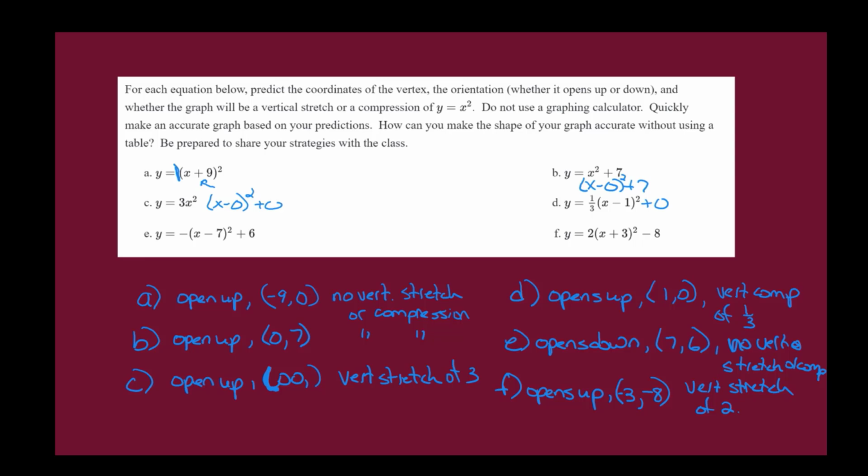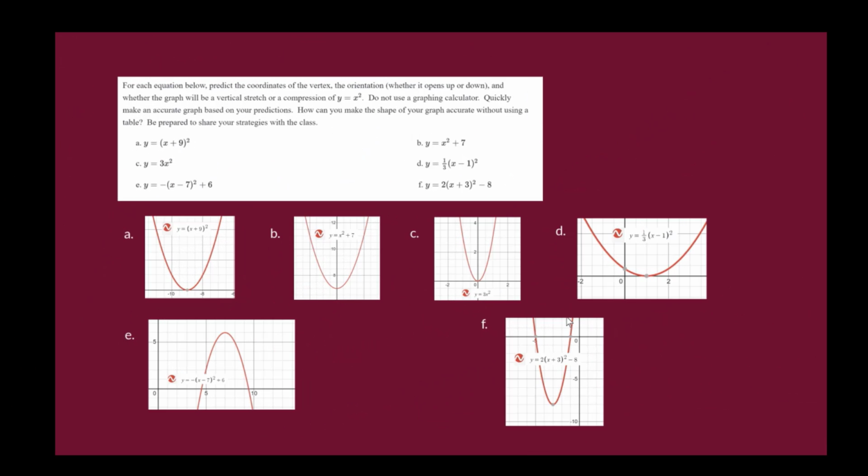Now we're going to go to the next slide just to verify all of our predictions and see if we were correct when I graphed them in Desmos. This slide is just verifying everything that we came up with. On A, we said our vertex was at -9, 0, which you can see on the graph there. We said it opened up and it didn't have a vertical stretch or compression. On B, we said it had 0, 7, and there's our graph, and it opens up and there is no vertical stretch or compression.